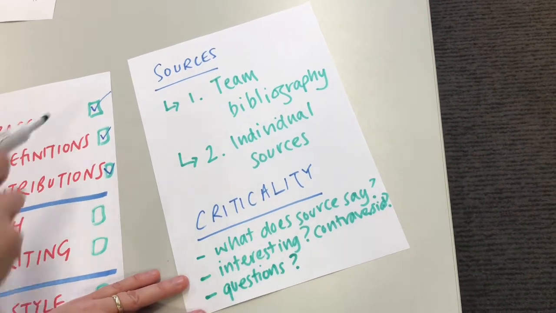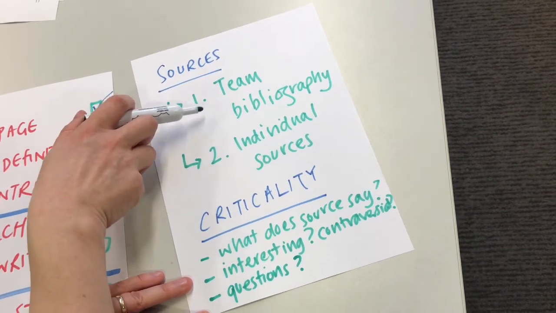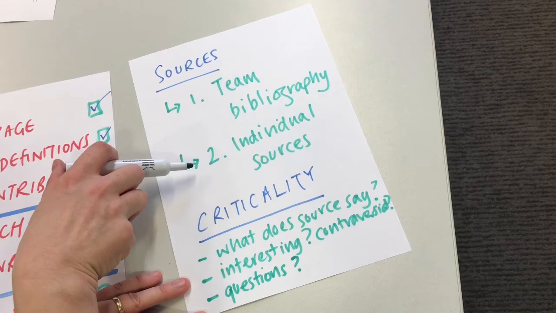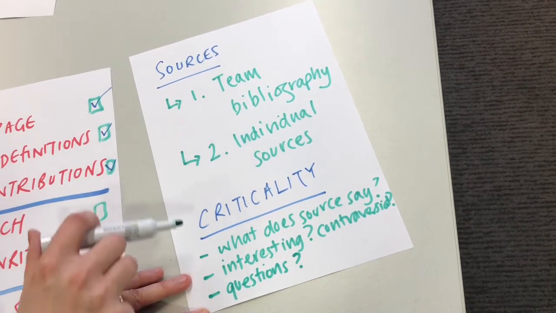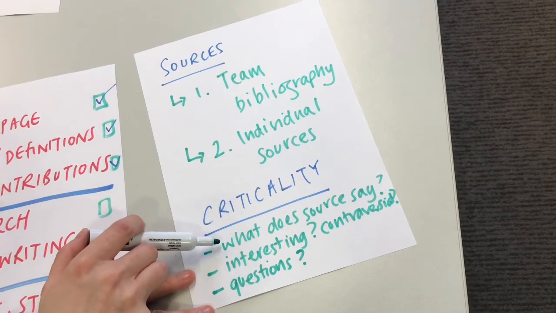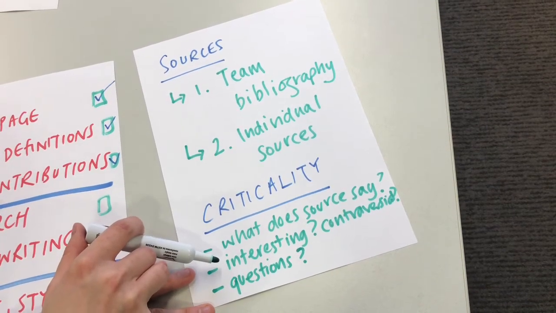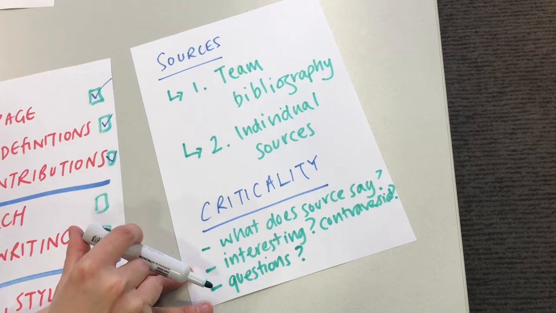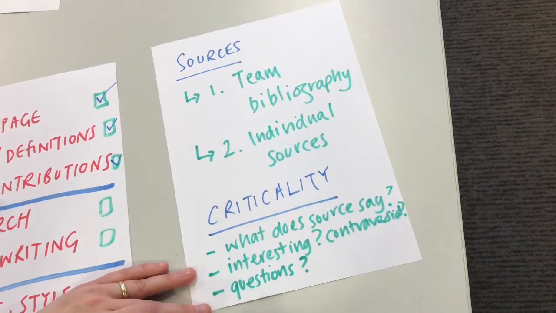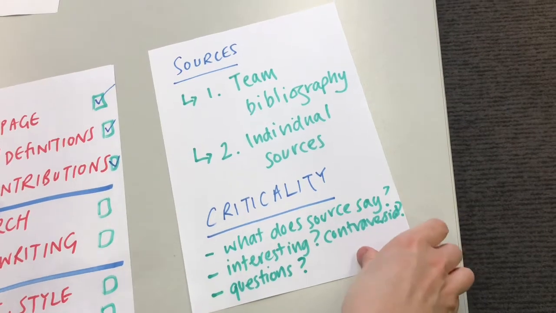So just to recap with the sources: a team bibliography, all the different sources used by the team, your individual sources listed on the page where you're doing your writing, and then some evidence that you've been critical when you've thought about the sources. What does the source say? Is it interesting or controversial? And do you have any questions about the way the source has been written or where the data has come from? Now, the last thing I wanted to mention is a little bit about learning fitness.